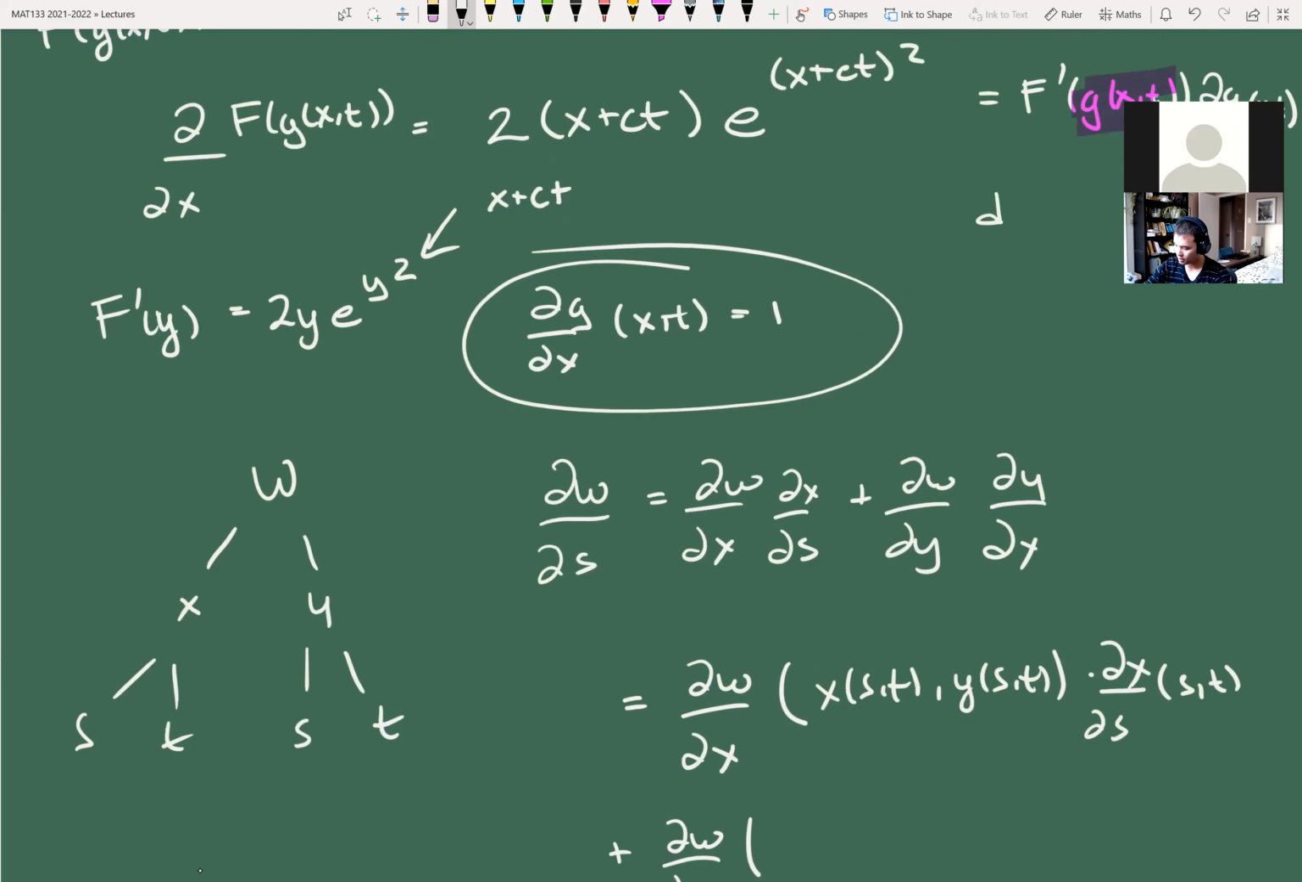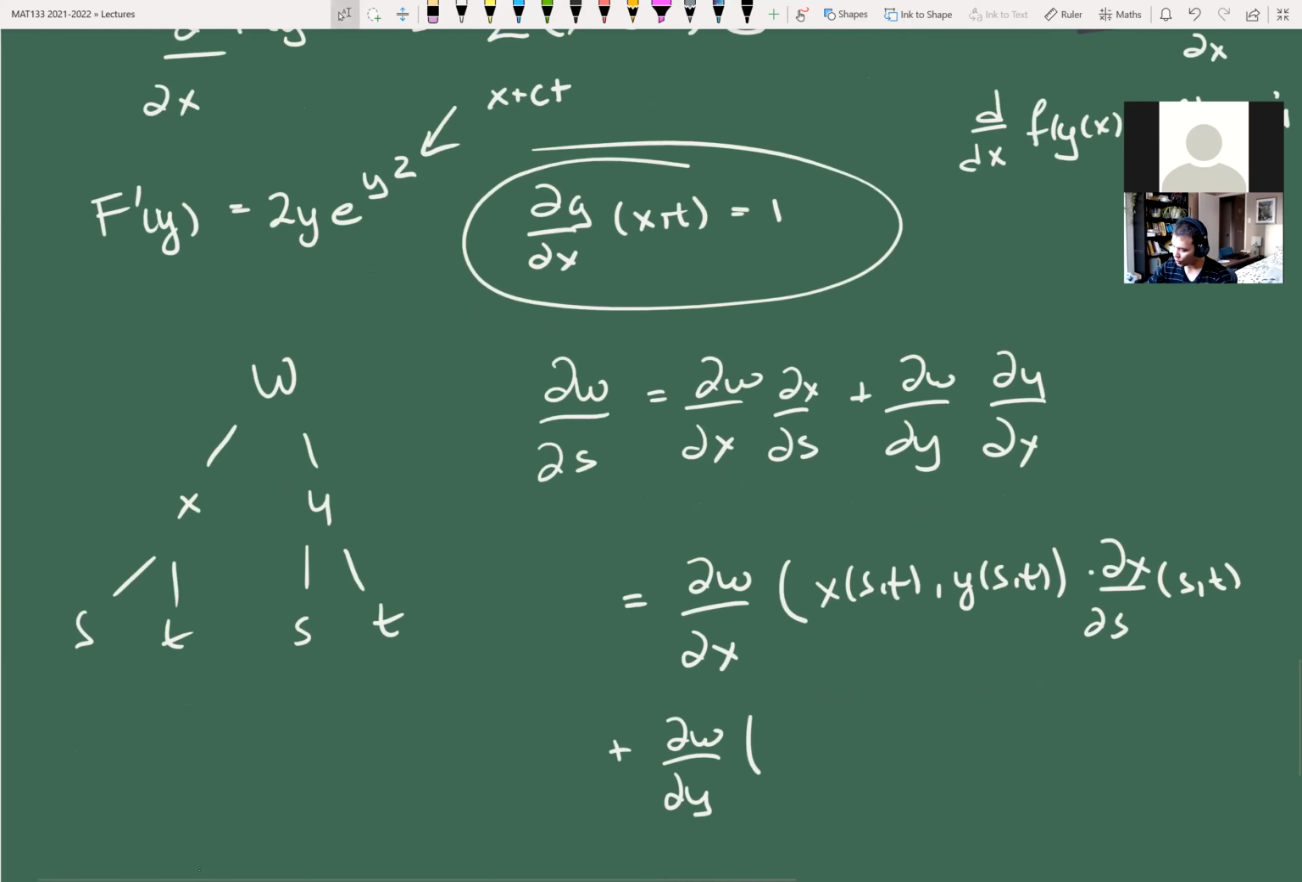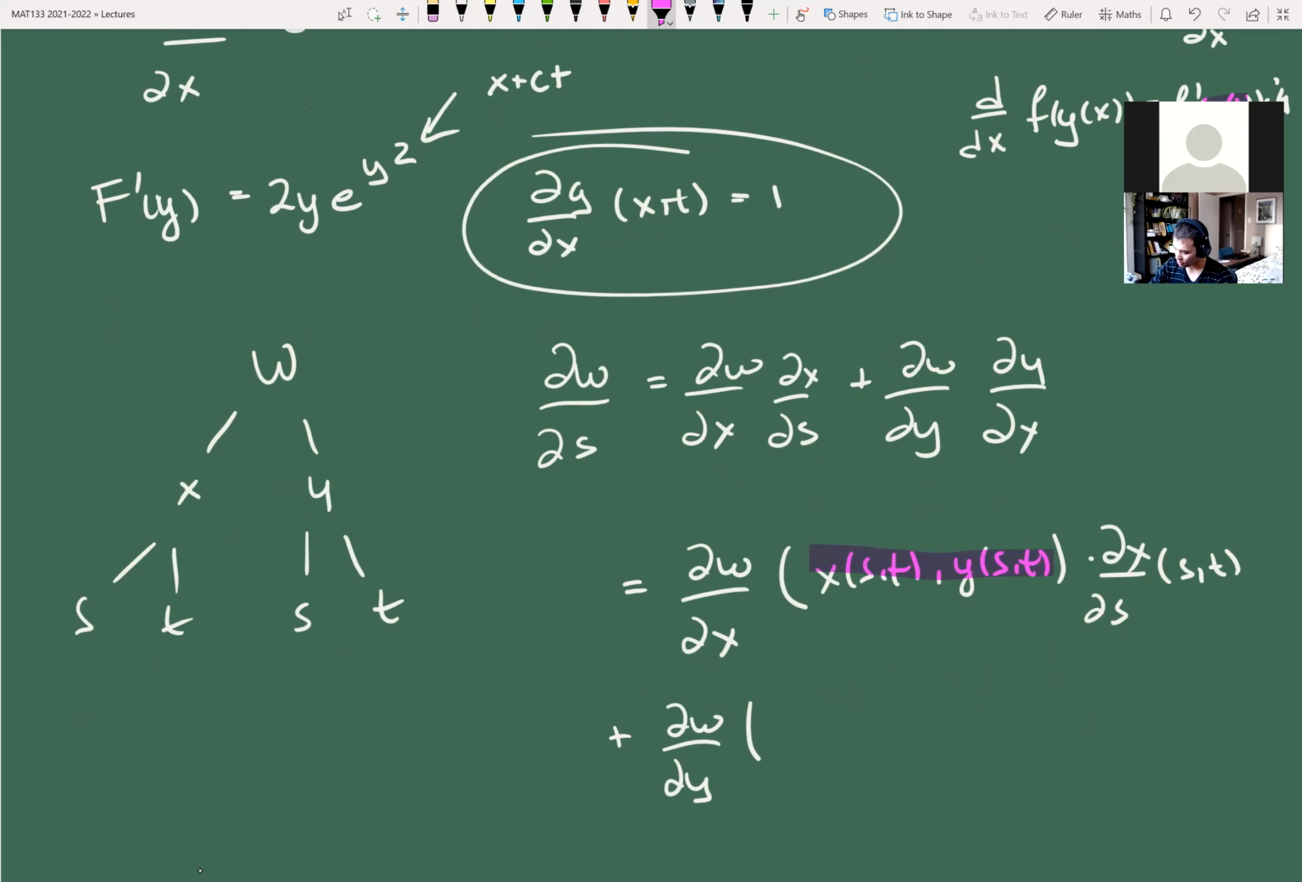Or d/dx of f of g of x is f prime of g of x times g prime of x. You have to plug that inner function into the outside derivative. So we have to do the same thing here. Once we've computed that outside derivative, you still have to evaluate it at the inside function. So just be careful about that, because your answer in this case entirely has to be in terms of s and t. Do you see that? Does that make sense too? Does that help?